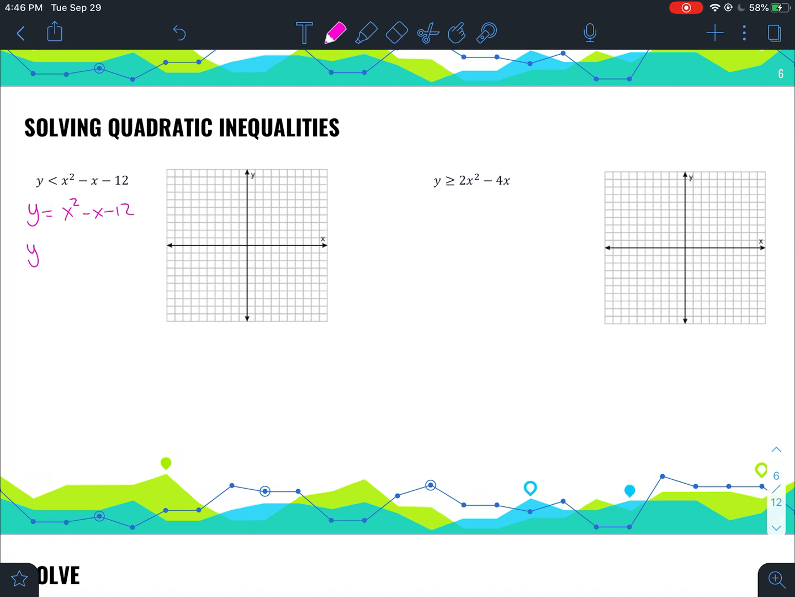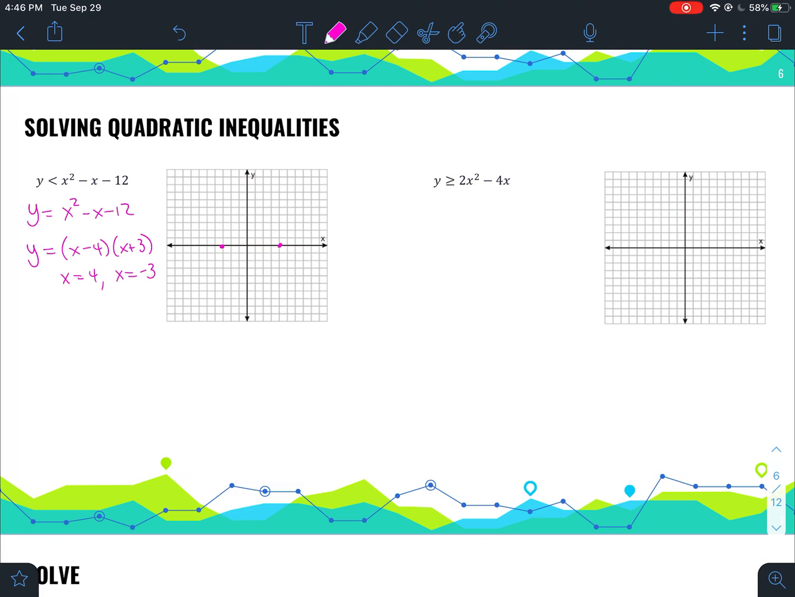So if I were to graph that, we're just going to graph our parabola. I'm going to find the zeros first because this looks like it factors. So x minus 4, x plus 3. So my two x-intercepts of my parabola are going to be at 4 and negative 3. So 1, 2, 3, 4, and negative 3.